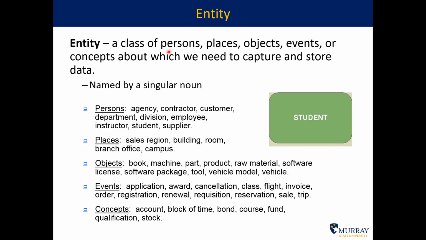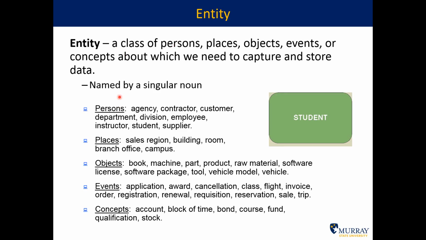Class means a category. So when we say there is an entity called student, we're not talking about a specific student. We're just talking about a class of people called student. There are many specific students out there, but they all fall into this abstract class or category called student. So once again, an entity is a general category of things about which we need to store data. There are two important parts to this definition. First, it's something or somebody about which we need to capture and store data. And number two, it's an abstract category.